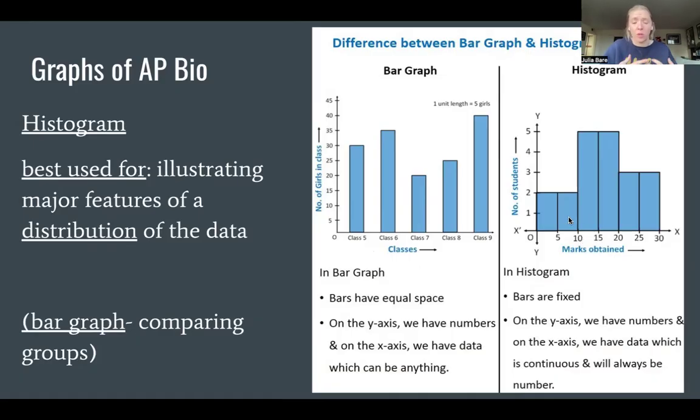Histograms and bar graphs are showing very similar information, but not exactly the same. In fact, often they can show a very wide difference in the information. In this case, we're showing a distinct comparison between groups. And in this case, we're showing a range in the marks obtained.